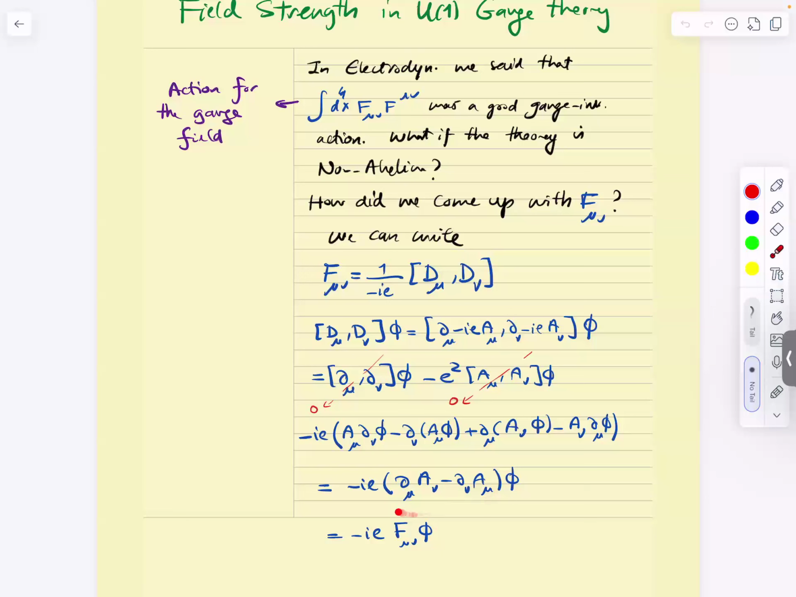Right? Now this is what we call field strength, right? So it's natural to define F mu nu as 1 over minus ie times the commutator of the covariant derivatives. Is this calculation clear? There's a very nice geometric picture for this that I'm going to explain in a bit. At the moment, this is just a derivation, right? It's just algebra.